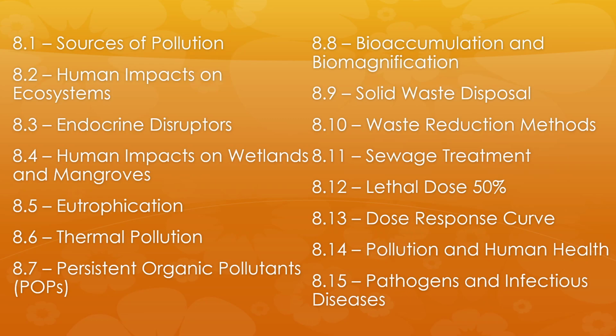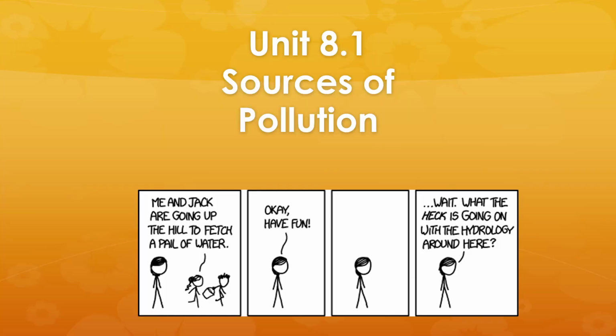But we're going to be looking at sources of pollution, human impacts on ecosystems, endocrine disruptors, human impacts on wetlands and mangroves, eutrophication, thermal pollution, persistent organic pollutants or POPs, bioaccumulation and biomagnification, solid waste disposal, waste reduction methods, sewage treatment, lethal dose 50 or LD50, dose response curve, pollution in human health, and pathogens and infectious diseases. So this video is going to be the first part of this unit, Unit 8.1, sources of pollution.